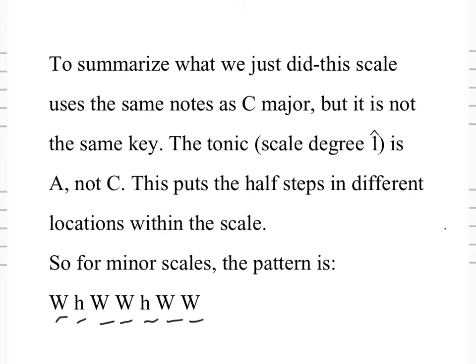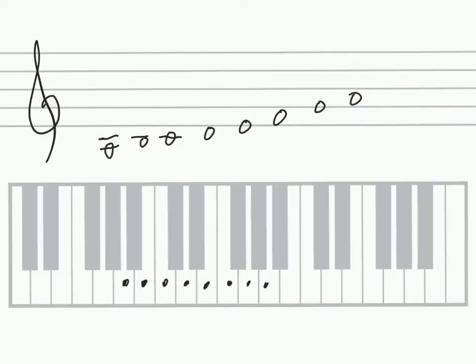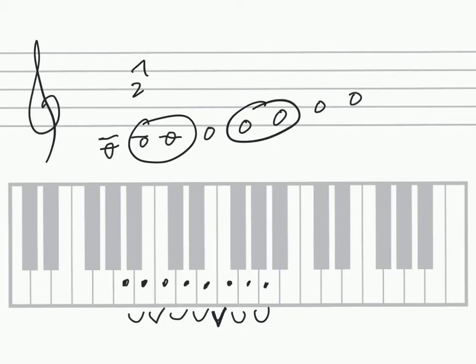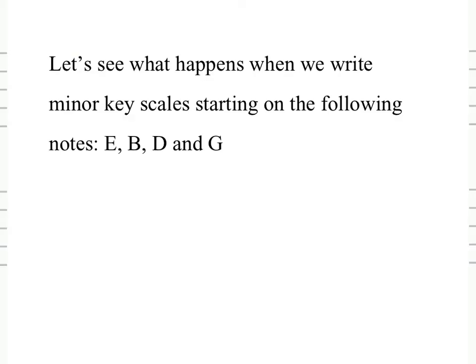I'll show you this here. So there's a whole step here, a half step there, whole, whole, half, and whole, and whole. So in other words, here are the half steps, and here are the half steps between scale degree 2 and 3, and scale degrees 5 and 6. Let's see what happens when we write minor key scales starting on the following notes: E, B, D, and G.